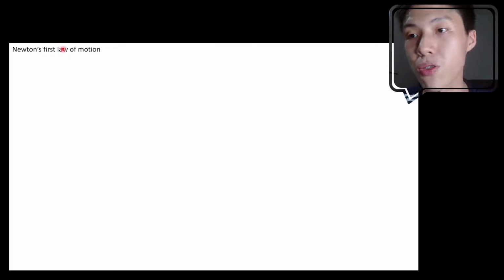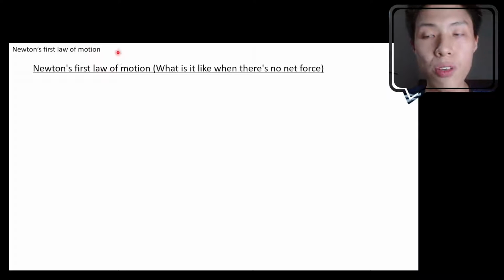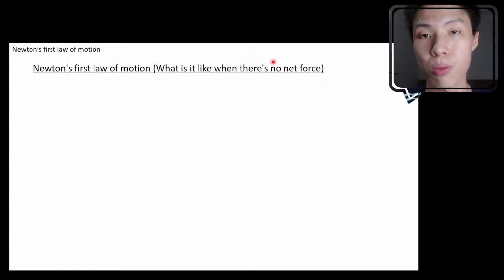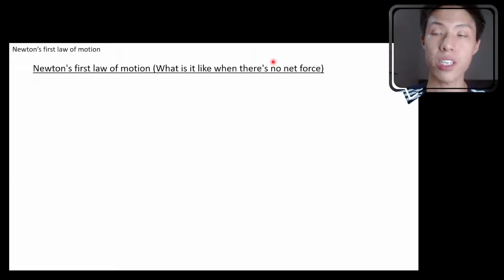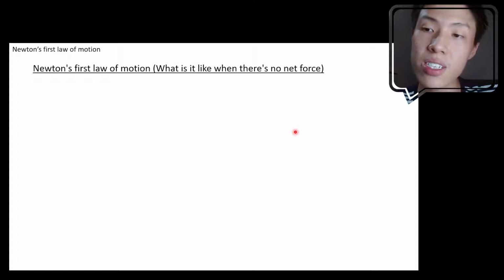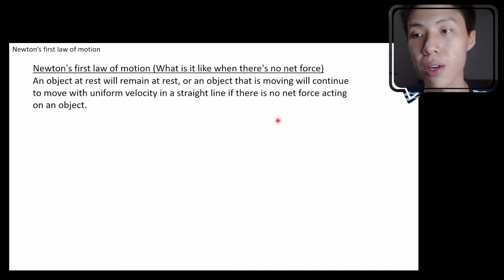Now, let's talk about Newton's first law of motion. Newton's first law of motion is usually used to describe a situation where there is no net force acting on an object. Okay, so if there's no net force acting on an object, use Newton's first law of motion. So let's try to understand what Newton's first law of motion is about.